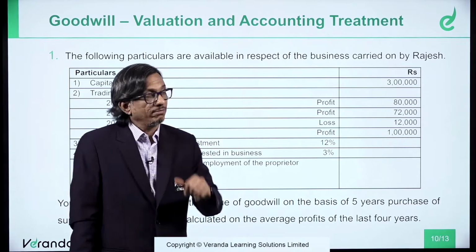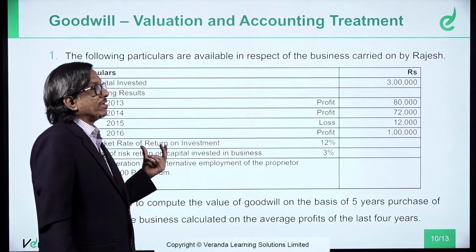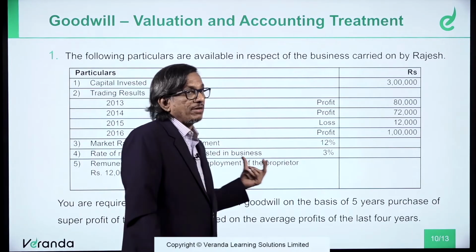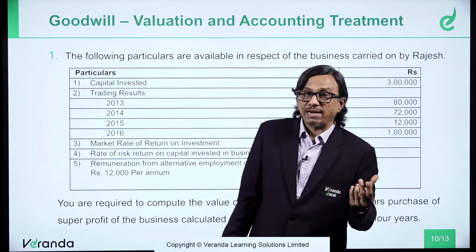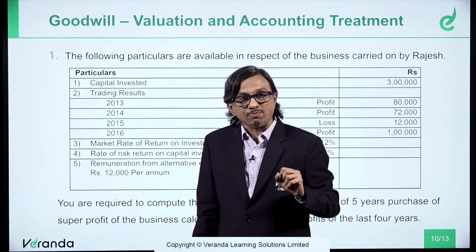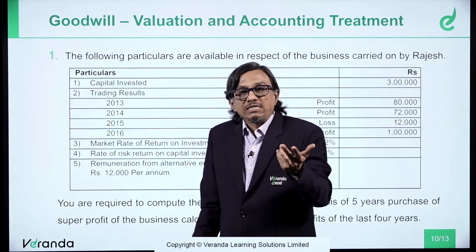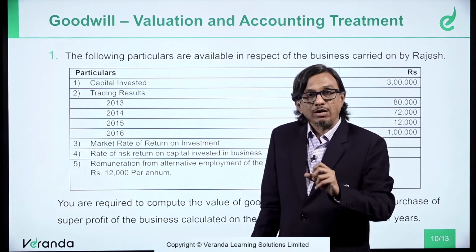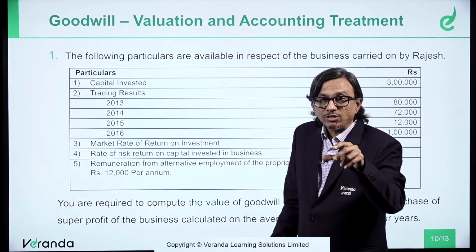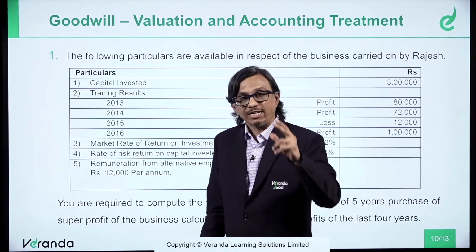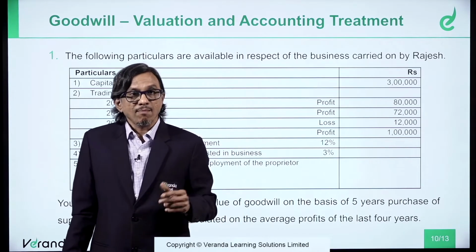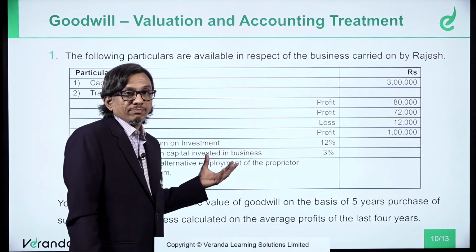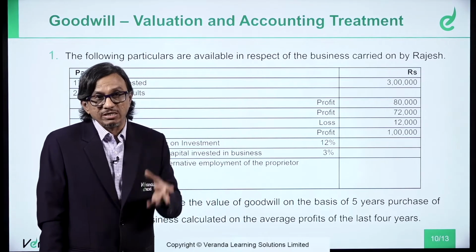But in this problem, they have also given one additional information. What is that? The proprietor was working in another company and was getting a salary of 12,000 per annum. So that also has to be considered as an adjustment to determine what is the profit he should normally earn. So using that also you have to find out what is the super profit. So what you should do? Average profit minus remuneration from alternative employment. That is the profit which you can earn from the business.